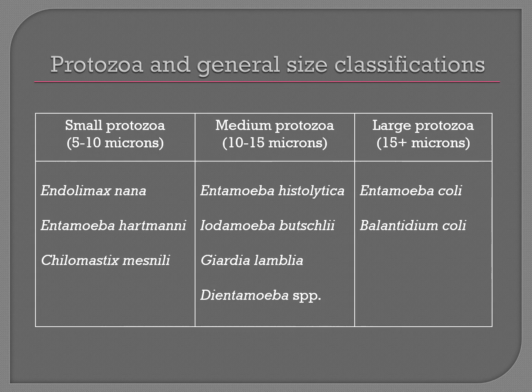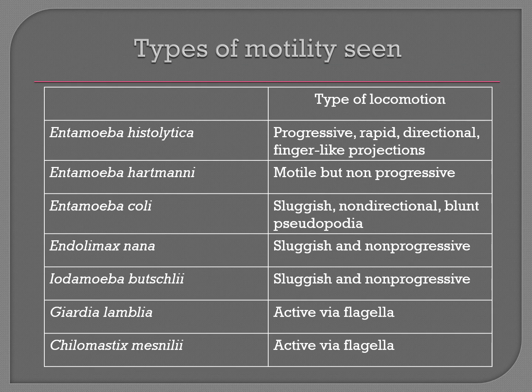In order to see motility of the protozoan, you have to have a raw stool. Once you put them in formalin, they're no longer motile. But if you ever examine a stool with saline that is not preserved, you're going to see a number of different types of locomotion. For Entamoeba histolytica, you're going to see that organism very stretched out. We call this a progressive, rapid, directional motility, and sometimes you'll see finger-like projections. But a lot of times, the protozoan troph is just very stretched out.